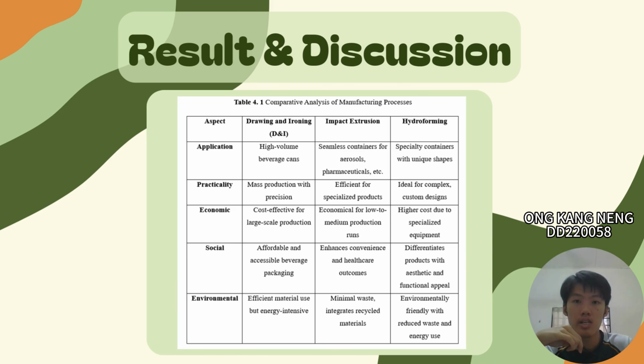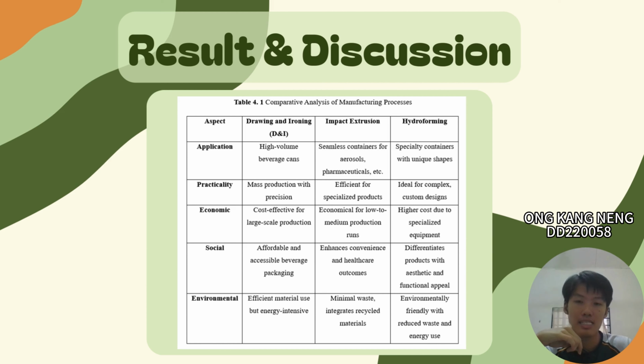My name is KANG and I will present the results of our group project. This is the comparative analysis of our manufacturing processes. So first of all, in terms of application, drawing and ironing is for high volume beverage cans. Impact extrusion is for seamless containers for aerosols, and hydroforming is for specialty containers with unique shapes.